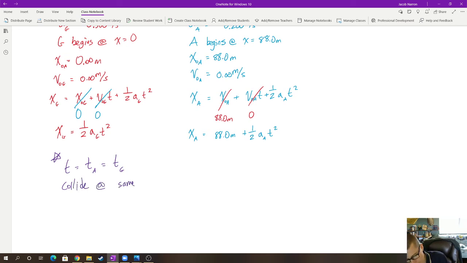And another thing that we know is their final positions are going to be the same. Because think about it, they collide. They start away from one another, but they're going to collide somewhere in between. And when they do, they're going to share the same position. Even if one starts at 0 and one starts at 88, they're going to share the same position somewhere in the middle. So what that means then is xg is going to be equal to xa, which is going to be equal to just x. Let's just call it x with no subscript. Collide at the same position. So I'm going to write it this way: same position at collision.